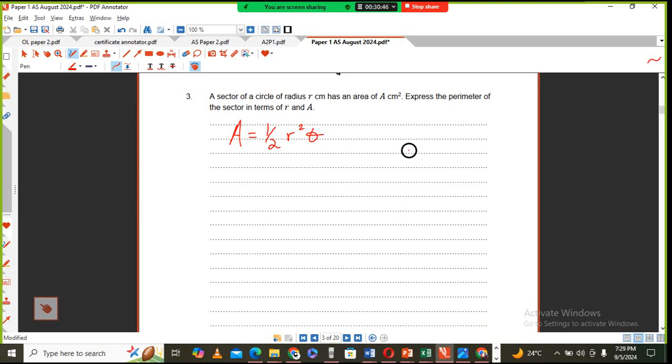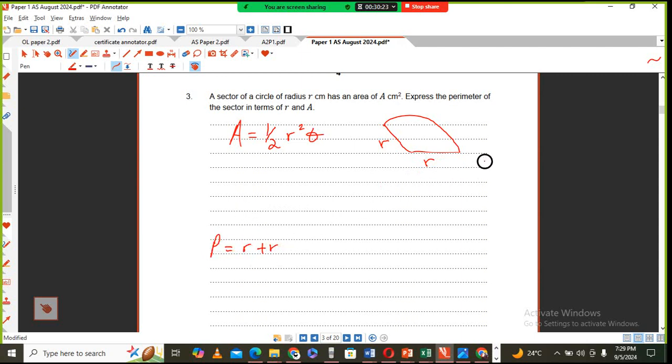What is it that I'm going to do? Remember, they are saying a sector of a circle has a radius r. So, let's suppose I draw something like that. Let's say this is the sector altogether. So, that's radius r, that's radius r. So, somewhere in my working, to find the perimeter, I will say r plus r.